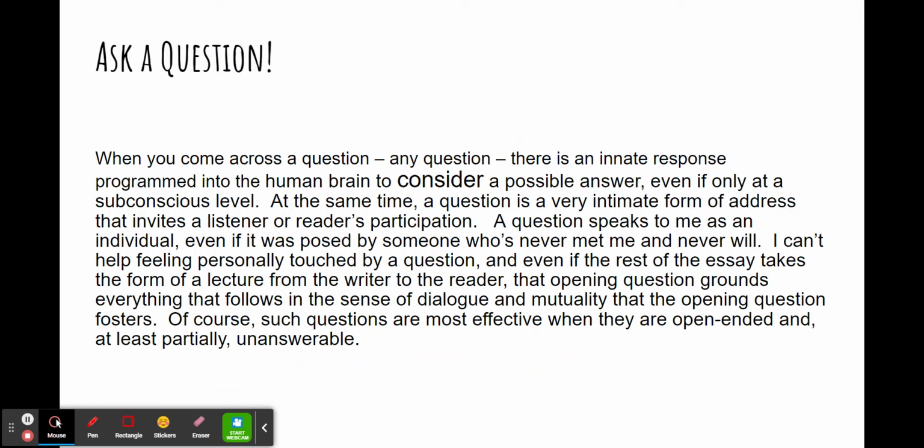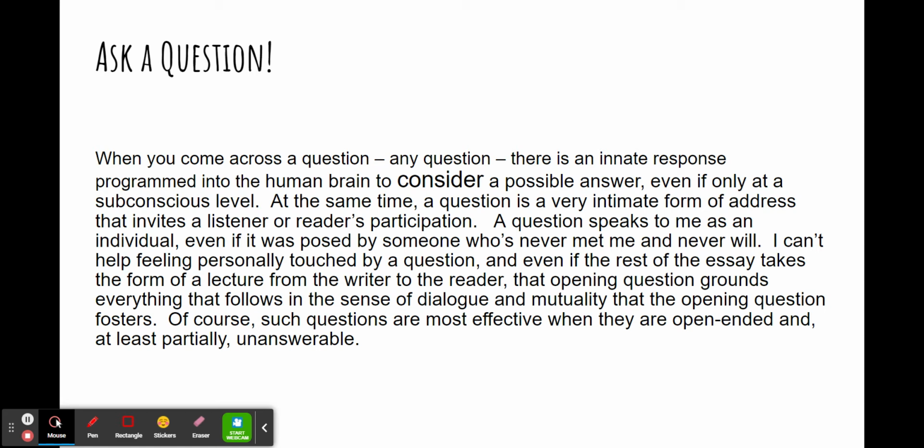Asking a question is an extremely effective and common hook. When you come across a question, any question, there's an innate response programmed into the human brain to consider a possible answer, even if only at a subconscious level. At the same time, a question is a very intimate form of address that invites a listener or reader's participation.